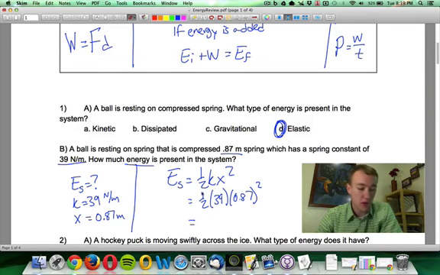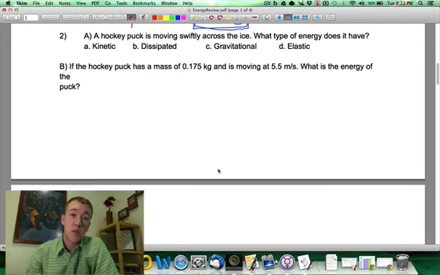And if we put this all out in our calculator here, you should get about 14.8 joules. Remember, energy is always measured in joules. Next up is problem number 2.